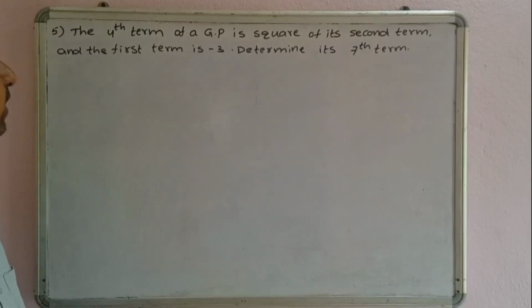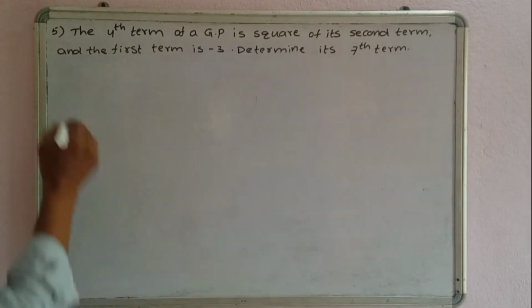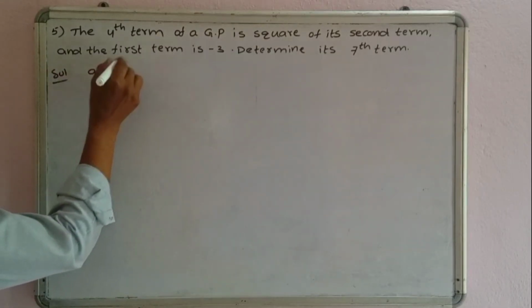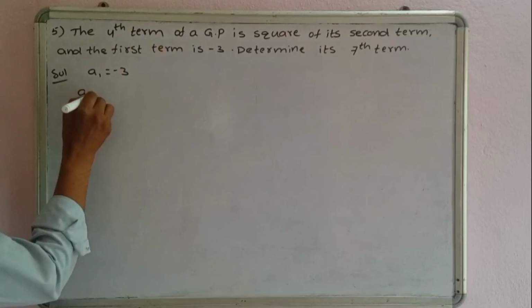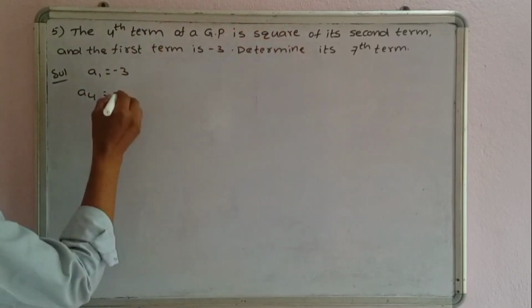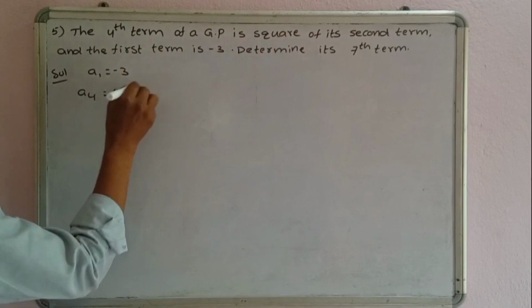Its second term and the first term is minus 3. Determine its seventh term. Okay, see the solution. First term is a1 equals minus 3. The fourth term is the square of its second term. So the square of its second term.